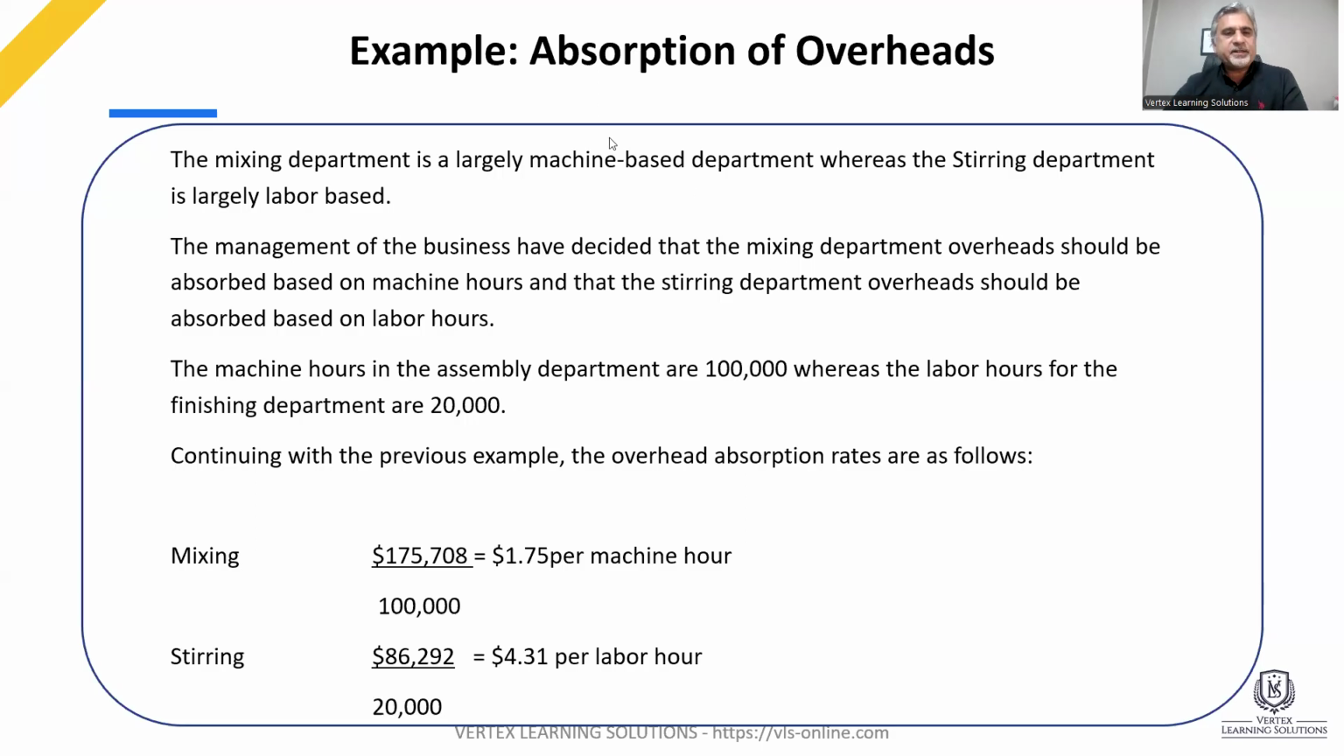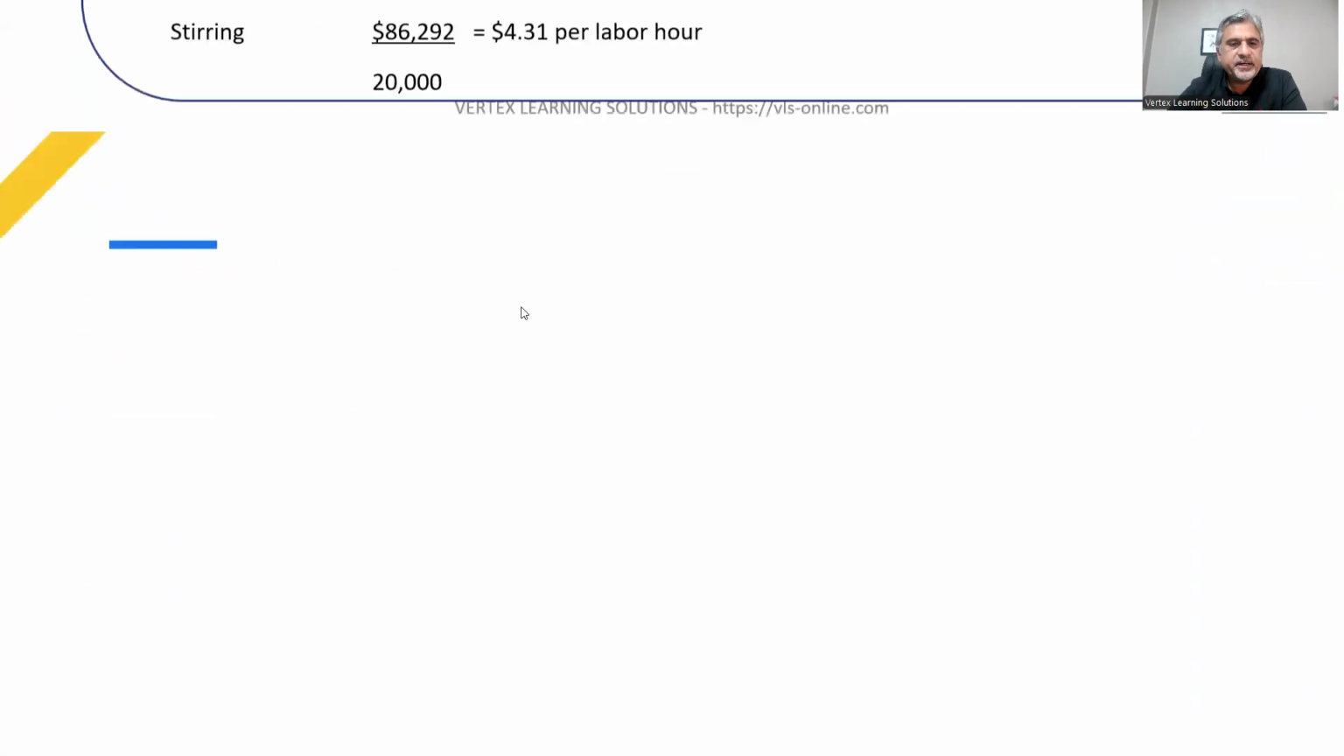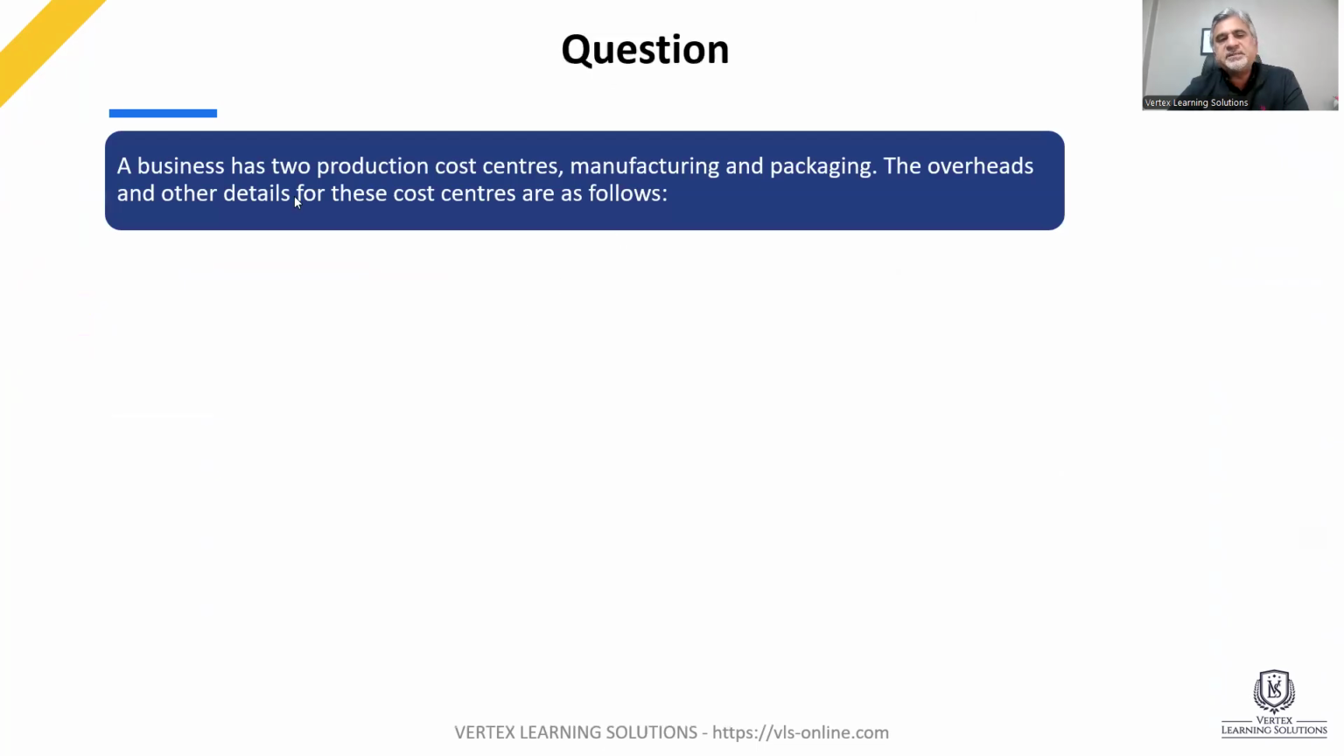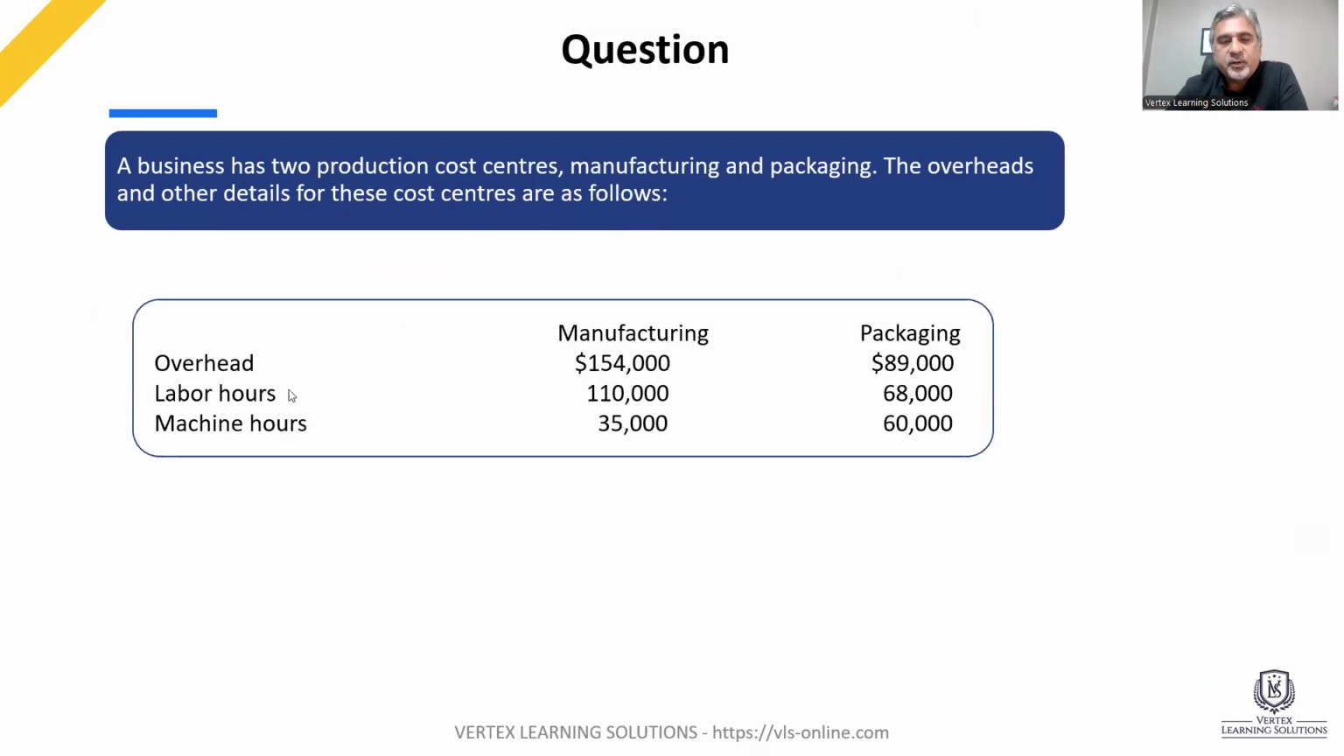So if we read that question, which we just saw on the screen, it says that a business has 2 production cost centers, manufacturing and packaging. The overheads and other details for these 2 cost centers are as follows. You've got manufacturing and packaging, 2 different cost centers within your production process. Overheads are $154,000, labor hours 110,000, machine hours 35,000. Here you've got packaging overhead 89,000, 68,000 are your labor hours, 60,000 are your machine hours.